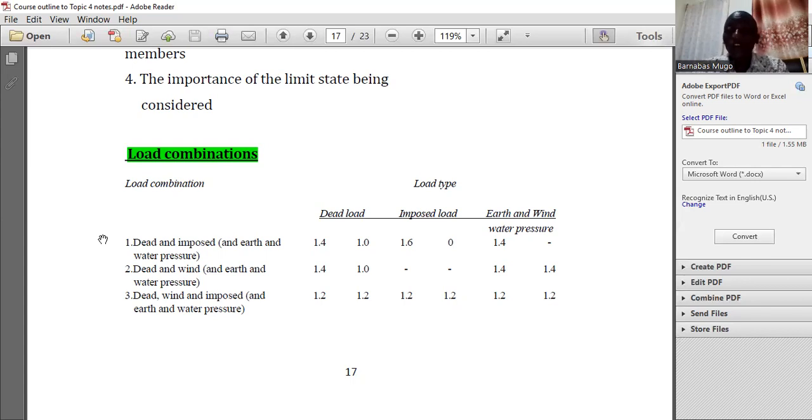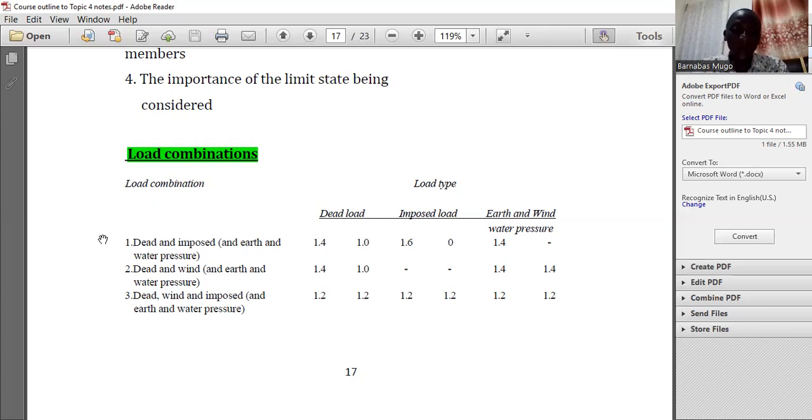The second case, or the second combination, is whereby we have the dead load and the wind. And you also have the other ends. So the live load, the dead load, in this case, you are going to use 1.4 and 1.0, or 1.0, as the factor of safety. You don't have the imposed load because you have not been given it in number 2. But you have the wind and the R. You are going to use 1.4 as the factor of safety.